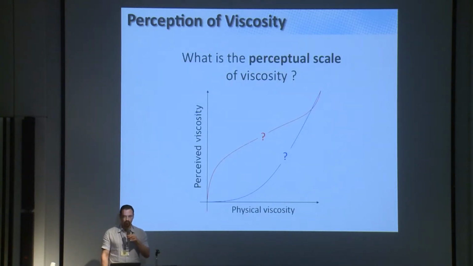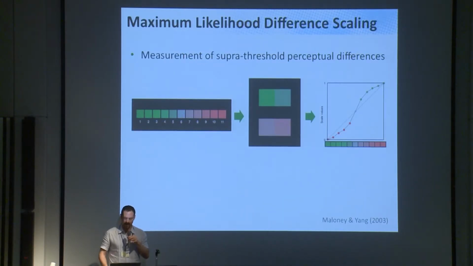Okay, so one of the first questions you can ask is what is the perceptual scale of viscosity? If you vary the physical viscosity, how does the perceived viscosity vary as a function of that? And I'm going to try to use that as a way to test a model of viscosity perception. The way that we're going to measure this psychophysically is using maximum likelihood difference scaling, which is an established technique for making suprathreshold psychophysical scalings, which has been applied to many, many different domains.